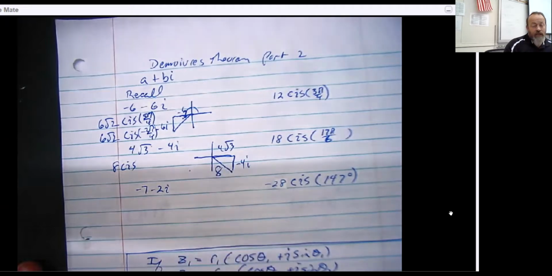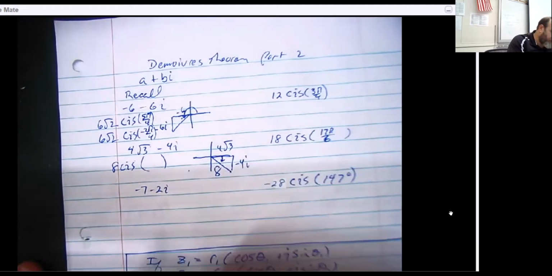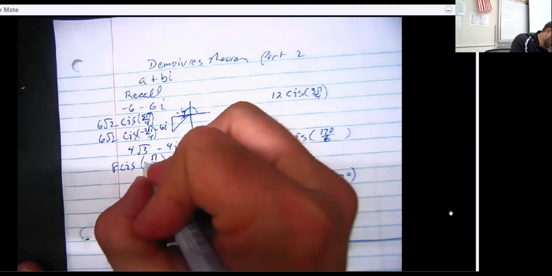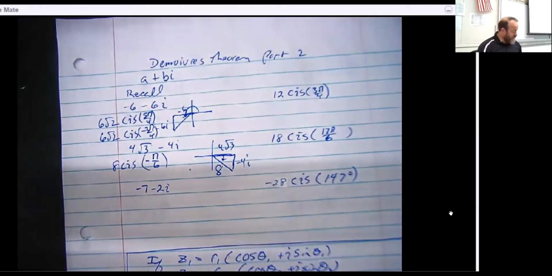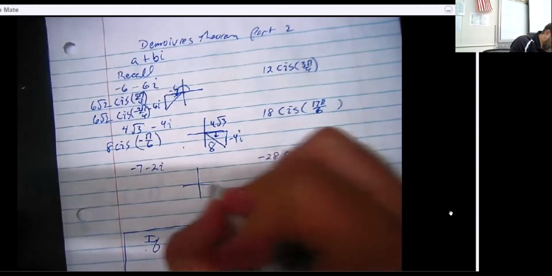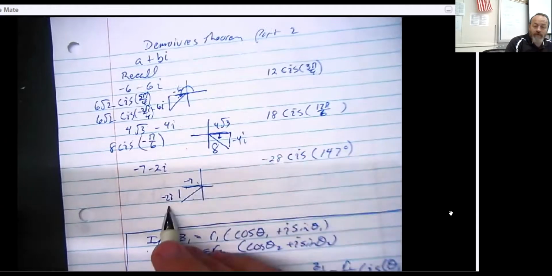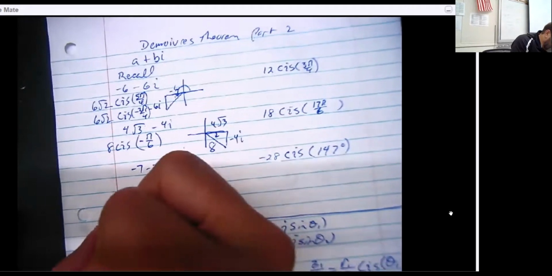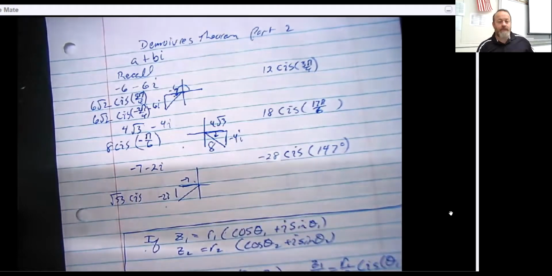4 over 8 is a half, and I know that the sine is a half at pi over 6. So this angle right here must be a version of pi over 6, and that version I would pick is negative. Now, sometimes when we're dealing with these problems, we're grabbing the calculator real quick, and we get a number that is not a unit circle problem, like this one right here. That went to the left 7, it went down 2i. 49 and 4 makes 53. So the modulus is root 53. And of course, the angle becomes a little bit harder for people.